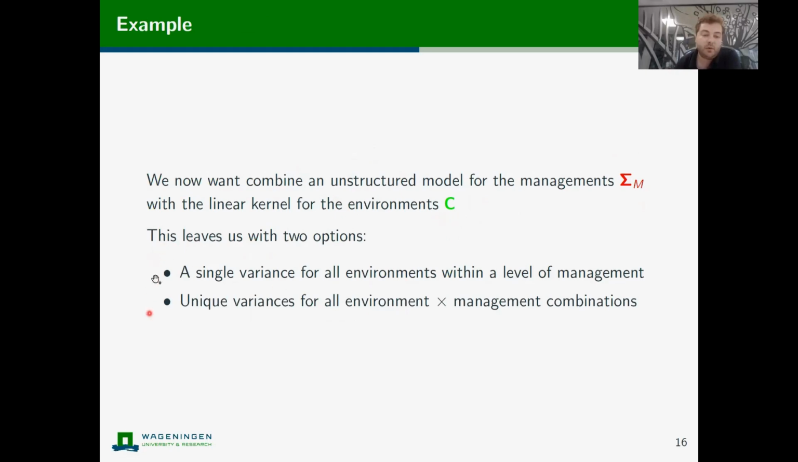And then, like I mentioned before, we have 2 options. So we can either assume that all environments within a particular level of management are going to have the same genetic variance. Or we can make the choice to model a unique additive genetic variance for every environment by management combination, which may be interesting from a prediction point of view, especially if we think about errors. Because having unique variances here also implies that we get different rates of shrinkage, which perhaps gets us closer to the values that we actually want to predict.